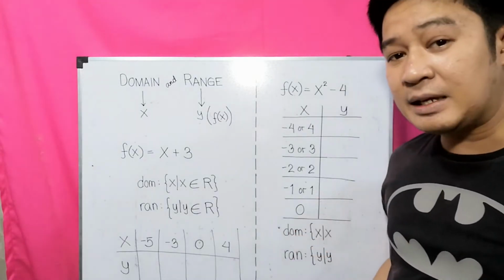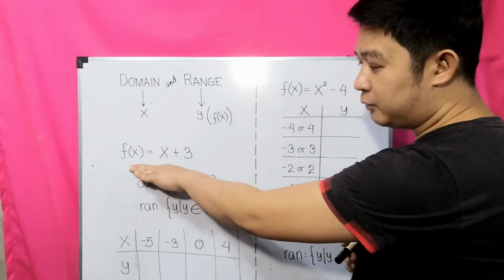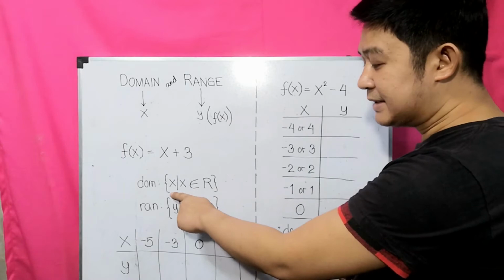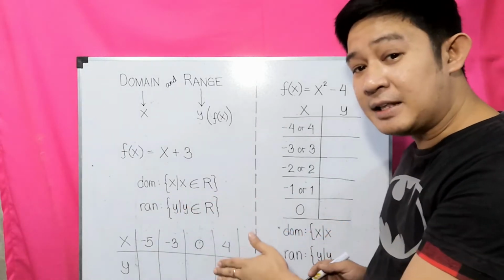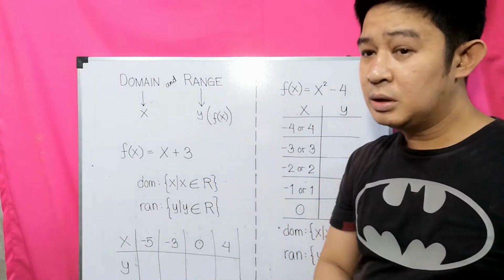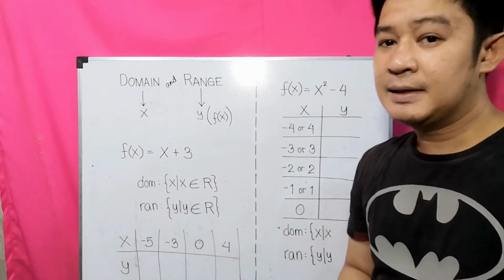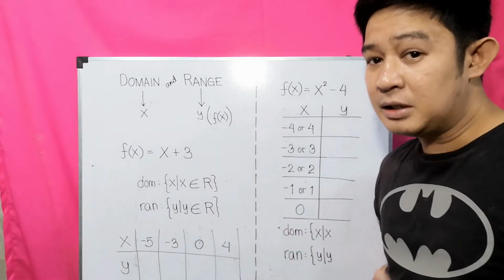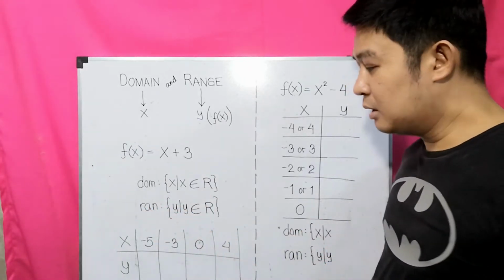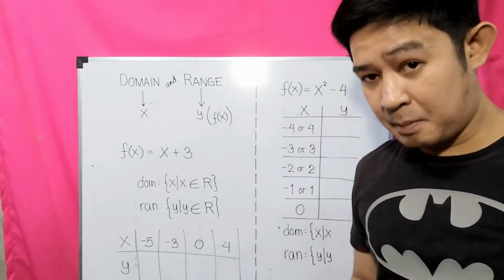So we can say that the domain of our function f of x equals x plus 3 would be x such that x is any real number. And for this type of function, always remember that our domain will always be like this: x such that x is any real number, and automatically our range will also be y such that y is any real number.